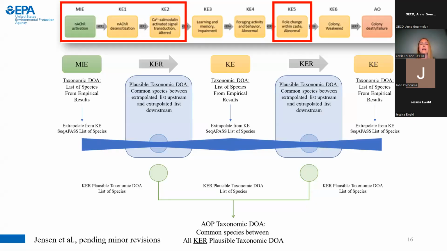So in thinking about an AOP network that was developed for honeybees, we demonstrated in a recent paper, which is pending minor revisions for publication, how to define the taxonomic domain of applicability utilizing bioinformatics approaches such as SeqAPASS, as well as bringing in empirical data that exists to be able to define the domain of applicability.